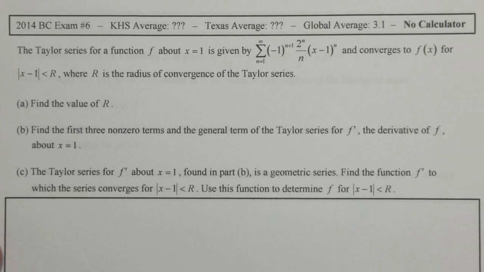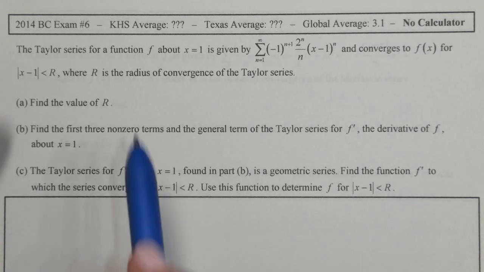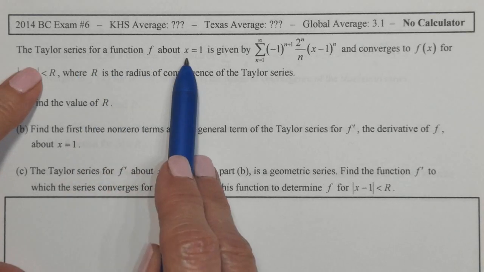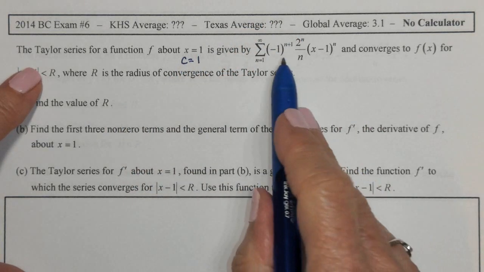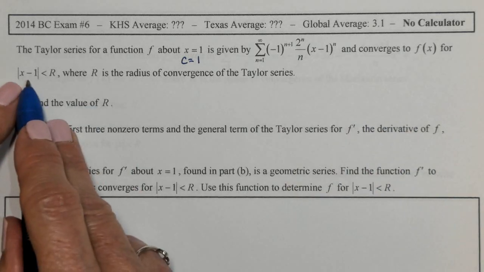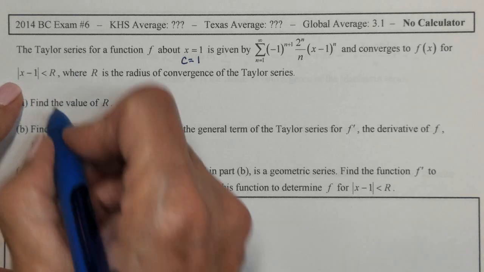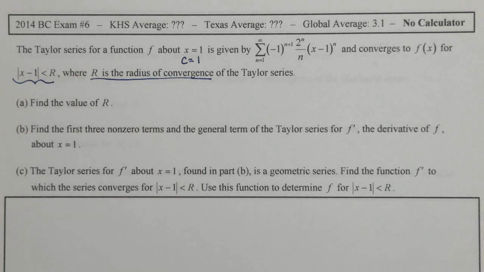All right, let's take a look at the FRQ that was from 2014. I know that this was a while back, but this was a nice problem to demonstrate a variety of things that they typically ask. Okay, a Taylor series for a function f about x equals 1, that's your center value, is given by this series and converges to f when the absolute value of x minus 1 is less than r. So this is the radius of convergence. This is how they state the radius of convergence. Part A, find the value of r.